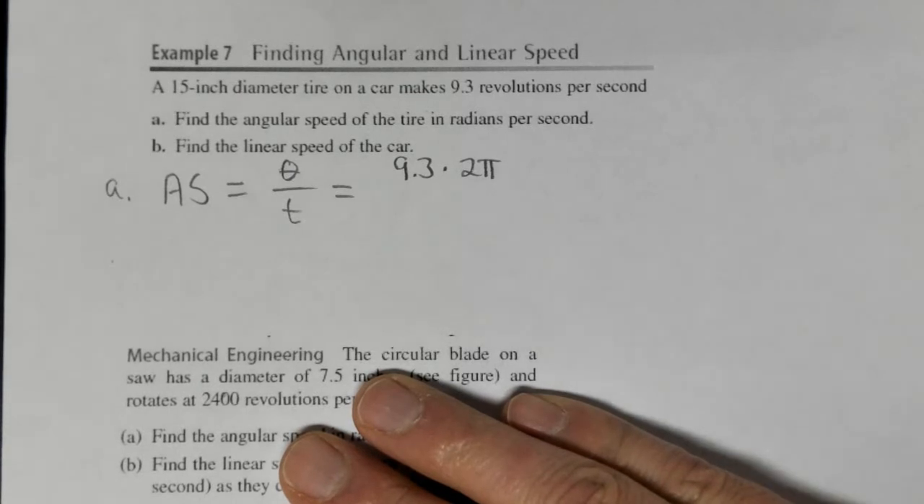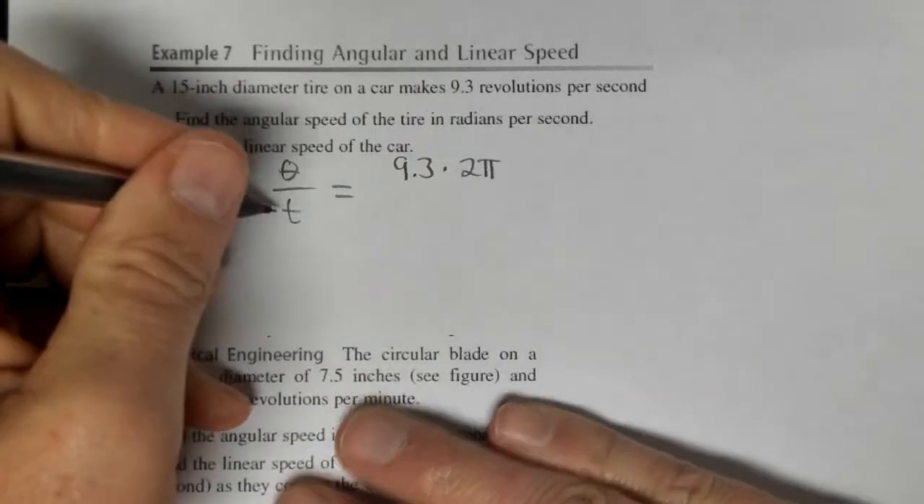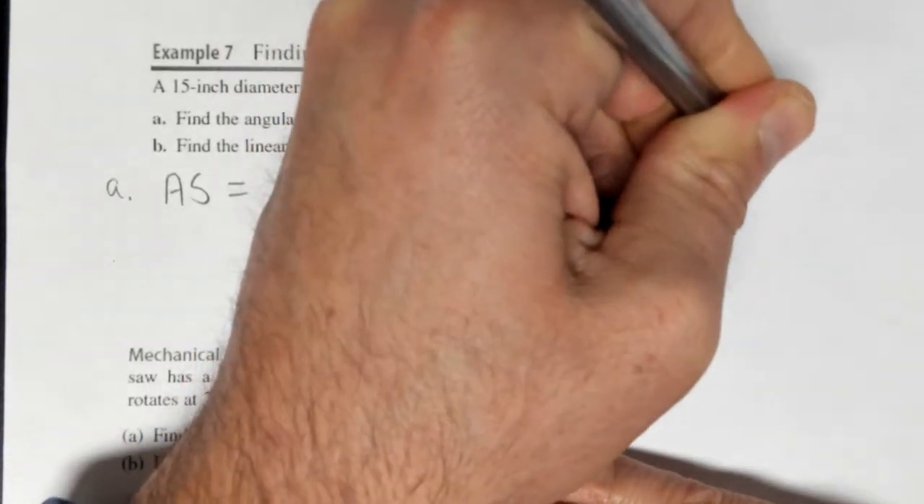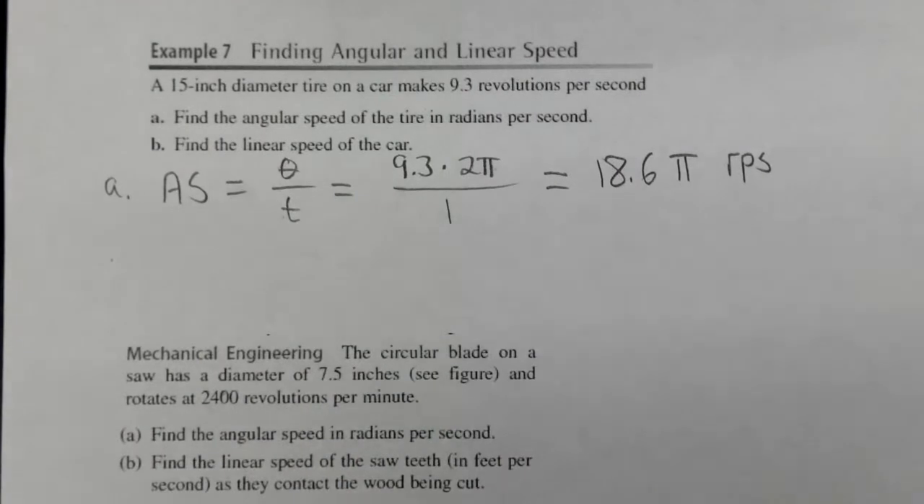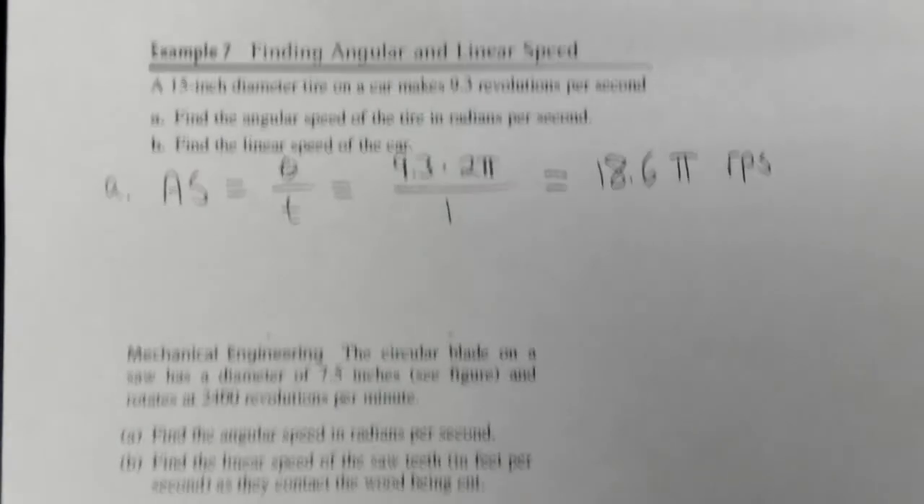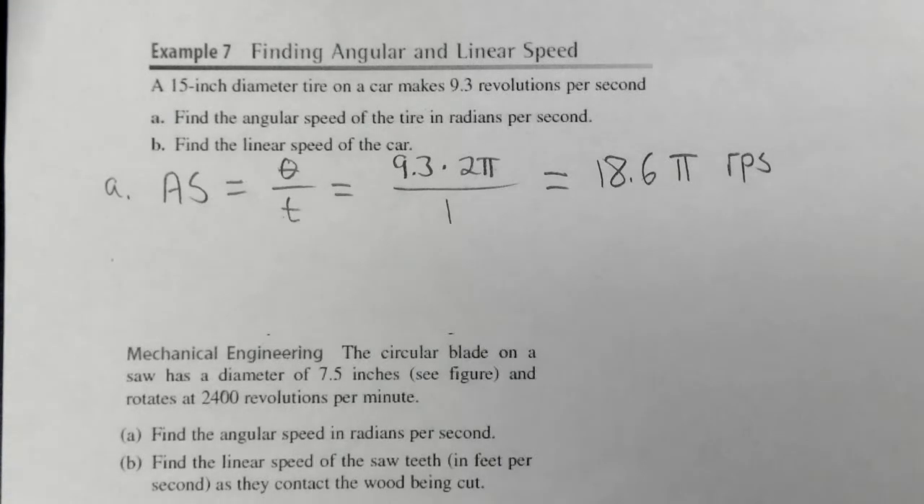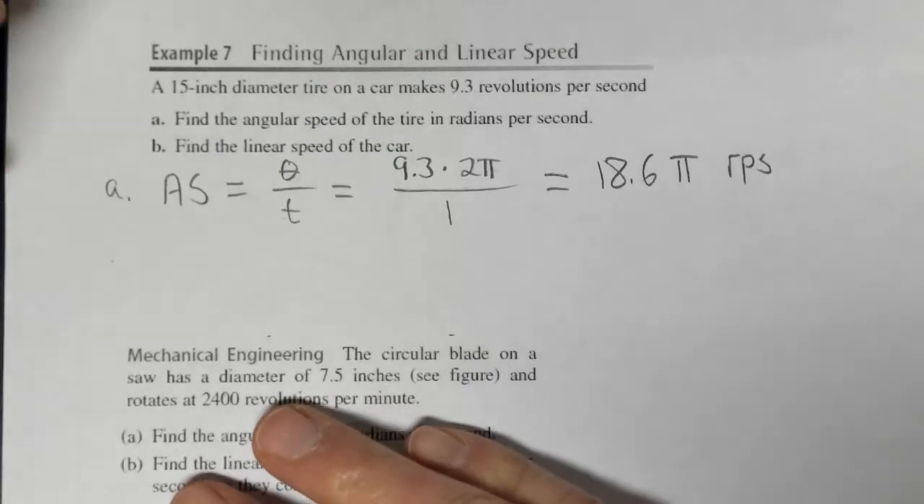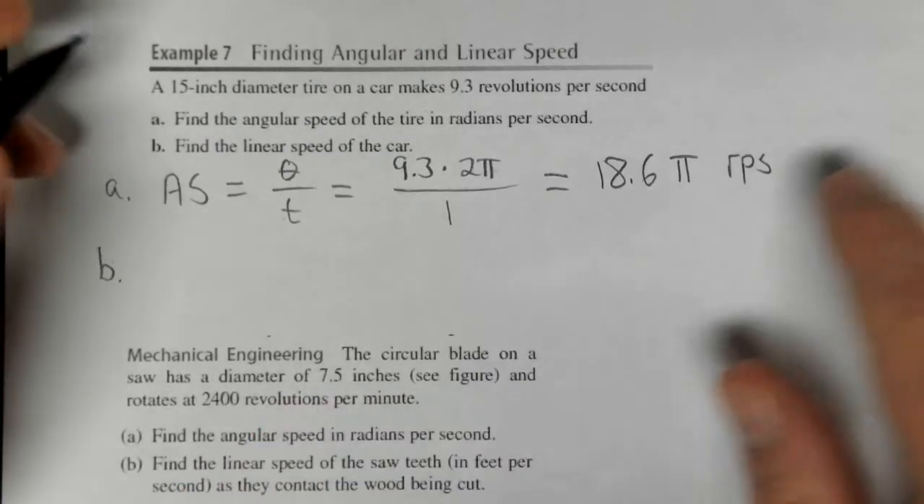Well, 9.3 revolutions is 9.3 times 2 pi. And then over, so it's per second, so that's just per 1 second, right? And once I multiply that out, that's going to be 18.6 pi radians per second. Okay, that's the angular speed. In other words, how many radians is it covering per second? That's what angular speed tells you. And yep, that's radians per second.